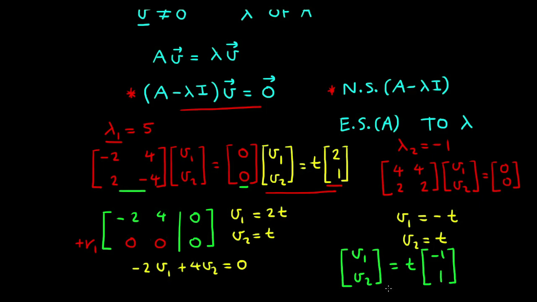which is the null space of A minus lambda I, or the eigenspace of A corresponding to this eigenvalue. And this is the basis vector for the eigenspace, being the eigenvector with components minus 1 and 1.